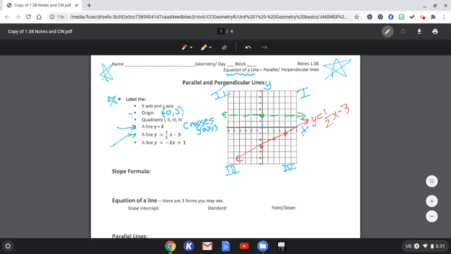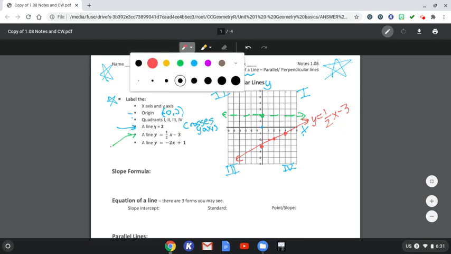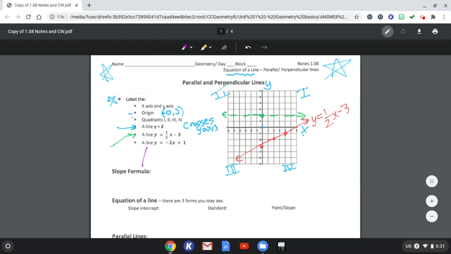Now the next line here, I'm going to graph in purple, is y equals -2x plus 1. Now remember that slope is down 2 to the right 1. We like to make that a fraction. So it crosses up at +1, and we go down 2 to the right 1, down 2 to the right 1, and repeated. We get this purple line here.